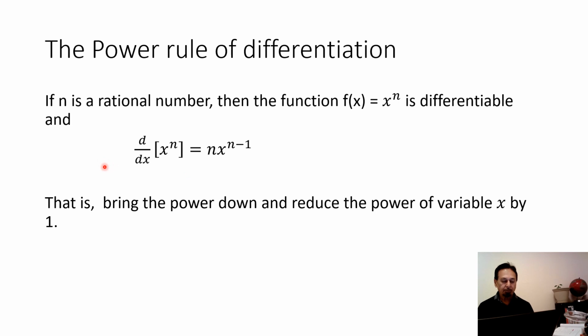The power rule of differentiation. If n is a rational number, then the function f of x equals x to the n is differentiable, and d over dx of x to the n is n times x to the n minus 1. That is, bring the power down and reduce the power by 1.